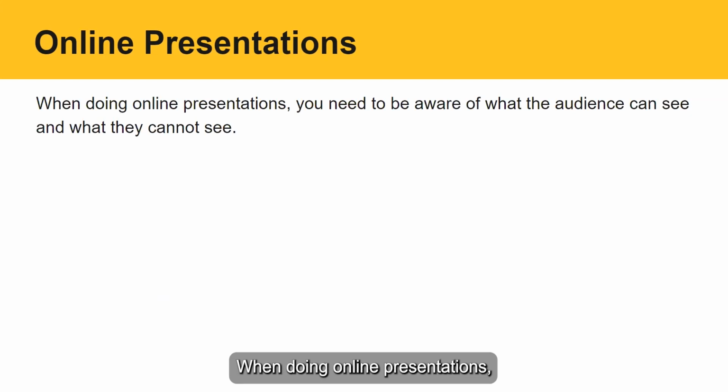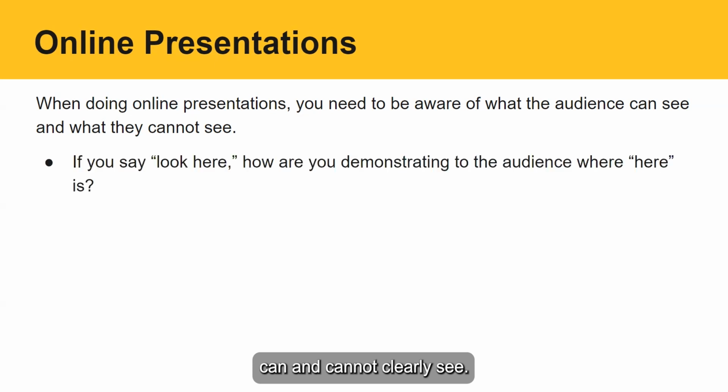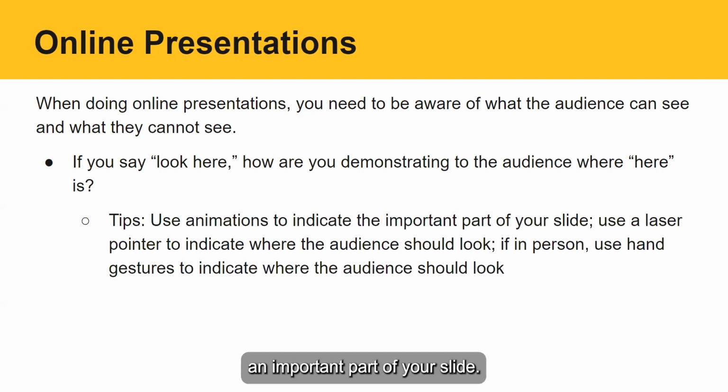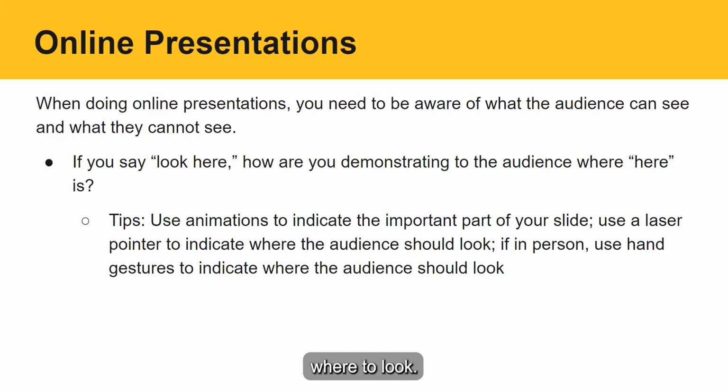When doing online presentations, you need a similar awareness of your surroundings and presence. This means being aware of what your audience can and can't clearly see. If you tell your audience to look at something specific, how are you demonstrating to the audience where to look? You can use animations to indicate an important part of your slide. Use a laser pointer to indicate where the audience should look, or use hand gestures to indicate to the audience where to look.